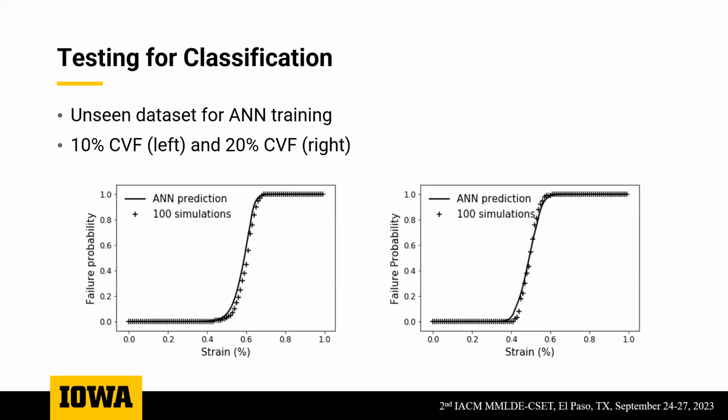We also did another test for such a classification model, at two different ceramic volume fractions, 10% and 20%. We did actual 100 simulations. For each, based on the simulation data, we can calculate the failure probability depending on the strain, and then we compare with the prediction. They are in pretty good agreement.